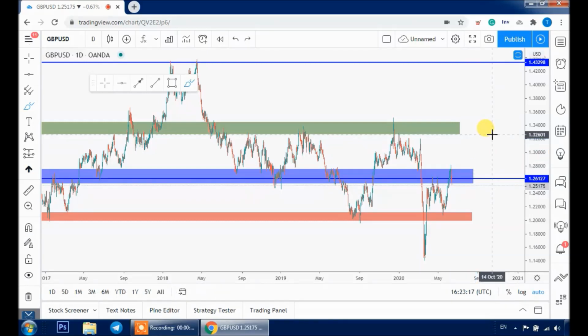That's it for long-term support and resistance key rejection levels. Hopefully by next week we will make a part 2 to discuss short-term support and resistance.